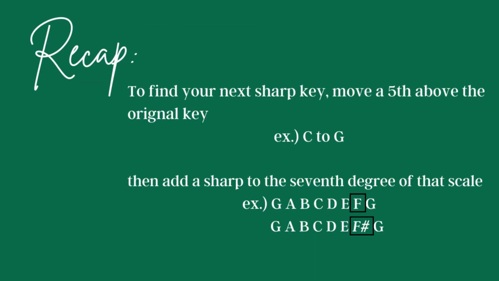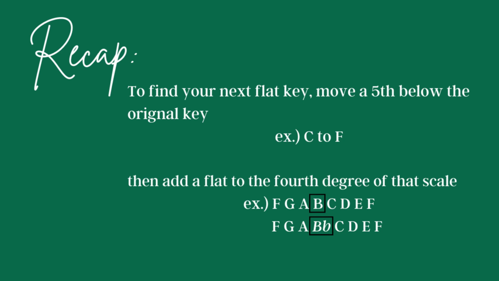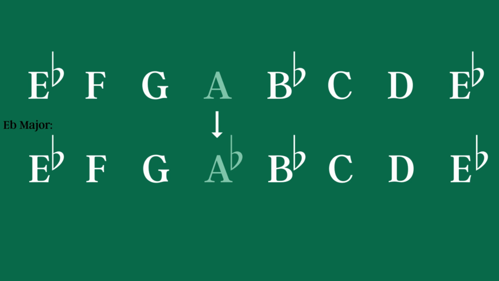You've probably connected the dots by now. Just as we always adjusted the seventh in the sharp keys, we'll always adjust the fourth in the flat keys. So again, I'll speed up the process. A fifth below B flat is E flat. So E flat has three flats, B flat, E flat, and A flat. A flat is on the second space of the treble staff and the first space of the bass staff.